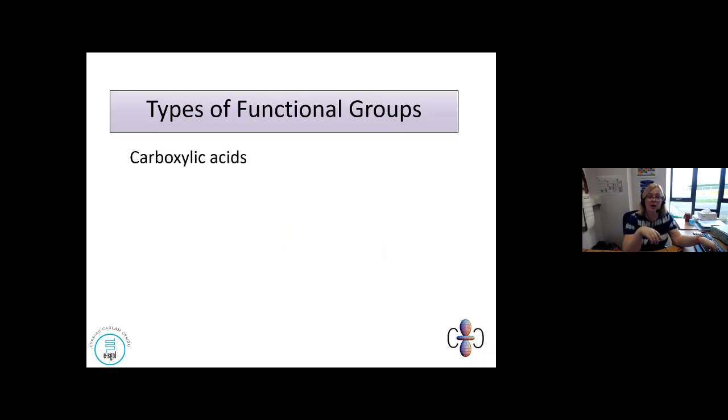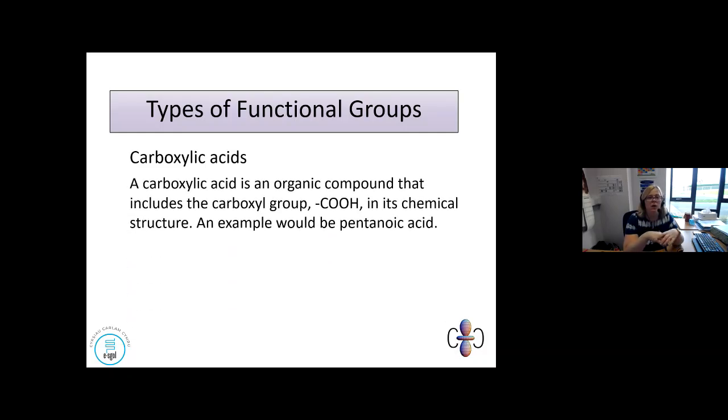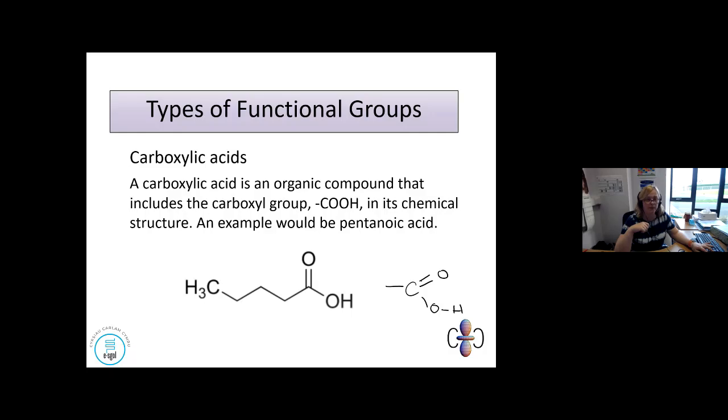Carboxylic acids, again, familiar to some of you from GCSE, but possibly not all of you. So a carboxylic acid is an organic compound that includes what I call the COOH group in its chemical structure. So pentanoic acid, ethanoic acid, which is the constituent ingredient in vinegar. So it simply means that you've got the functionality of a carbon. So again, it's terminal we're discussing here. It's got a double bond O attached to it, and then it's got an OH. So it contains the COOH group.